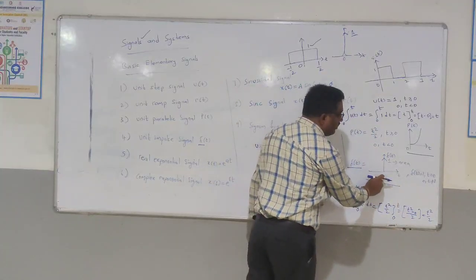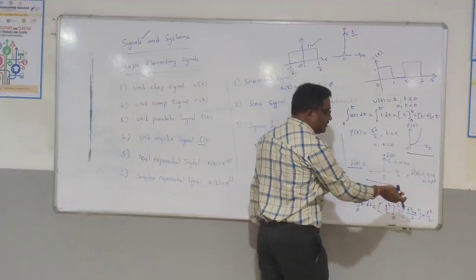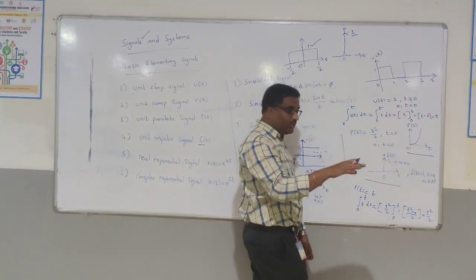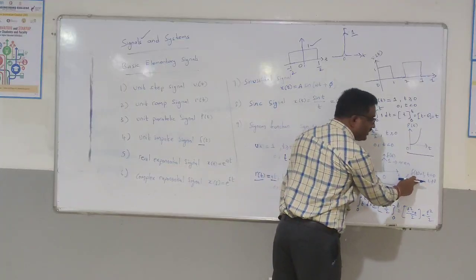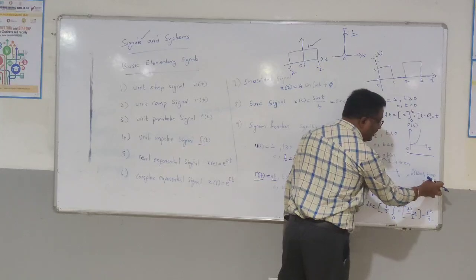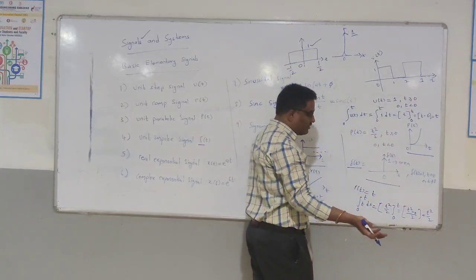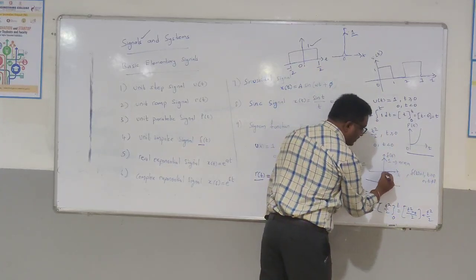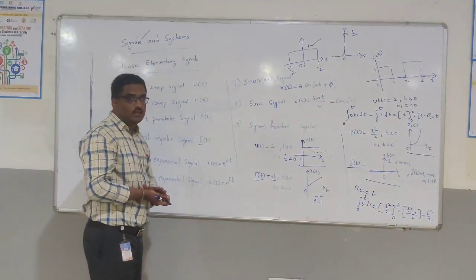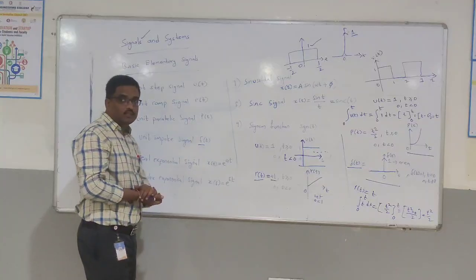So at 0 only the signal is represented. At 0 the amplitude of the signal is 1. We can say amplitude, but actually we should say the area of the signal. The area of the signal is totally represented at t equal to 0. If t is not equal to 0, the area should be 0. So this is a very important signal in signals and systems.